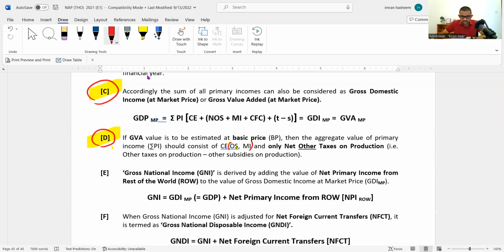Okay, so consider CFC also, then it will become gross operating surplus. OS, that is NOS, MI and CFC. And only, this is the part that I wanted to highlight, only net other taxes on production. That is other taxes on production minus other subsidies on production. Why? Because we want the answer to be at basic price.